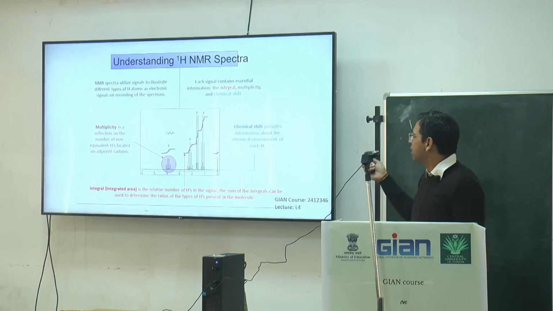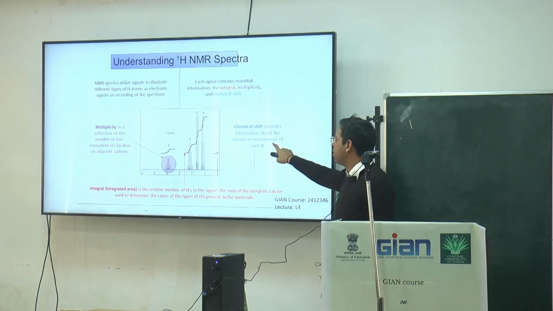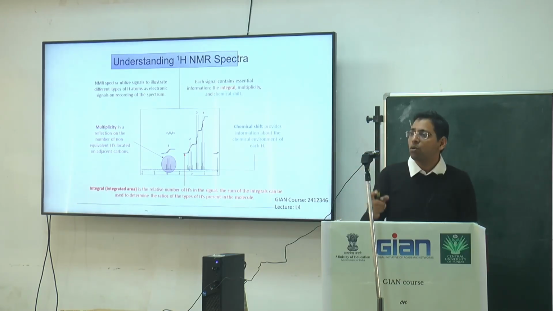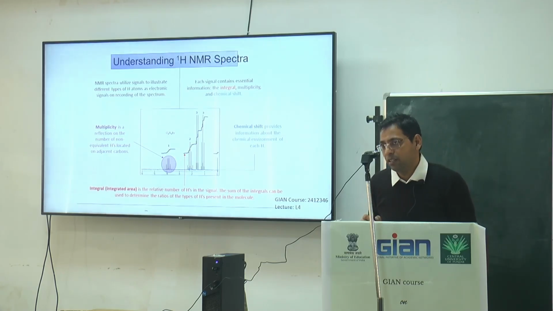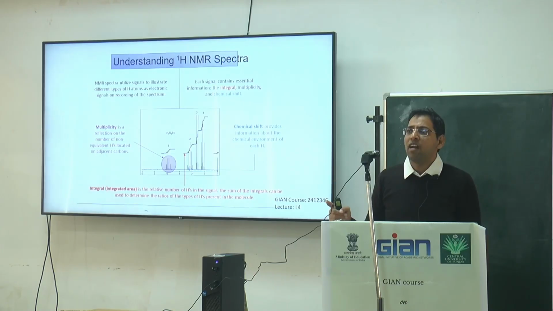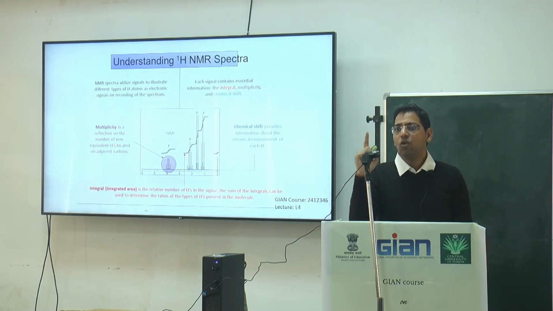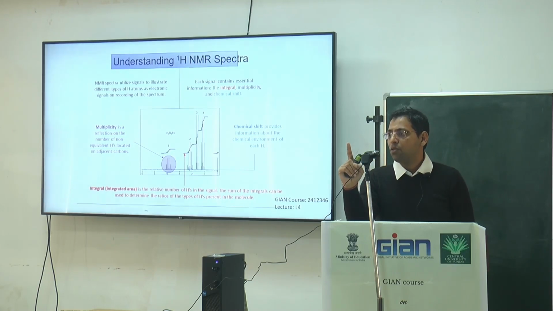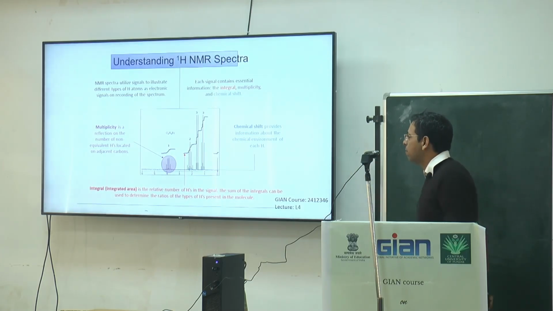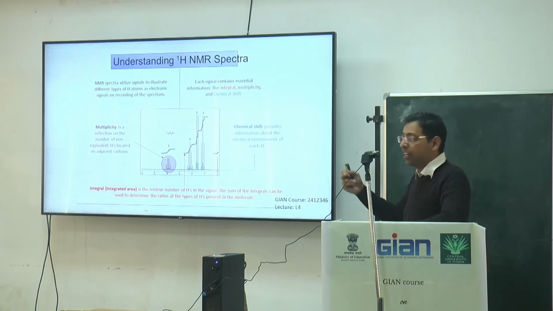The chemical shift provides information about the different environments of each proton. So what are the protons present in that particular sample, and how do they have different chemical environments? Every chemical environment will give one peak. So you can find out how many protons there are, and how many different chemical environments those protons have, by using this NMR spectrum. Multiplicity reflects the number of non-equivalent protons located on the adjacent carbons. Those things you can also calculate.